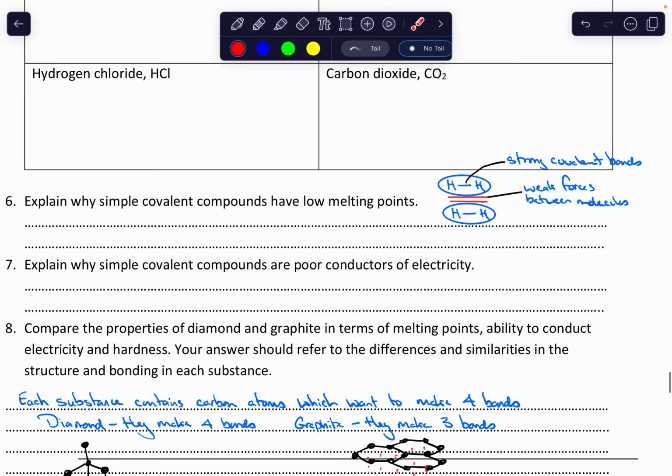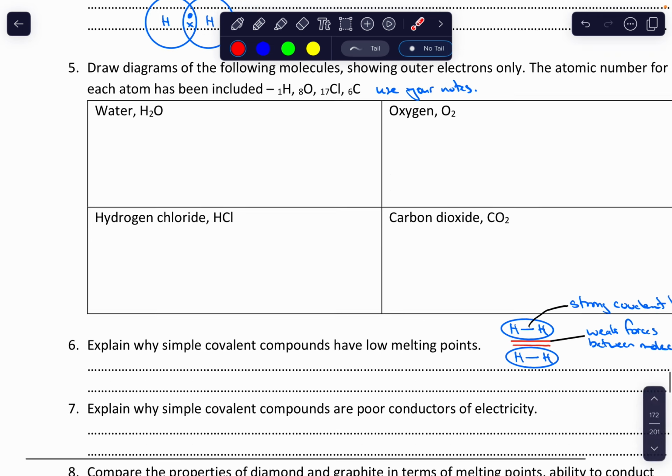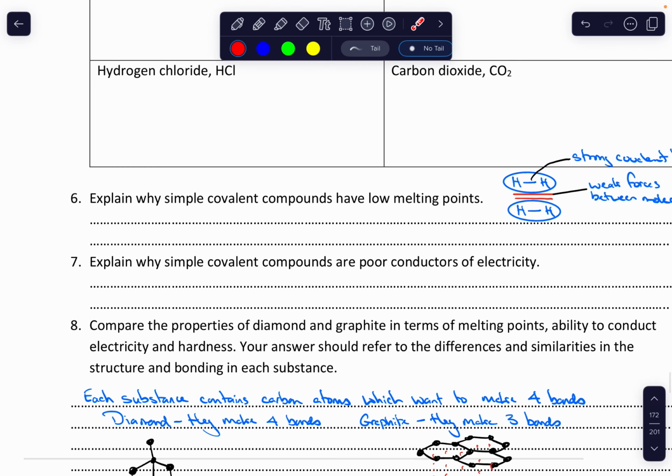Next one, why are they poor conductors? Remember, if you're going to conduct electricity, you have to have either ions or electrons that are free to move. And I just come back up to here. Here's my covalent substance, that's hydrogen. Think about those electrons. Are they able to move? So come up with a good answer in here for that.